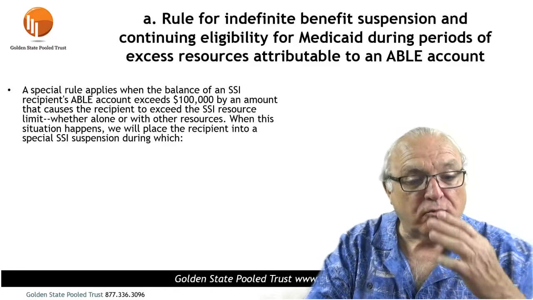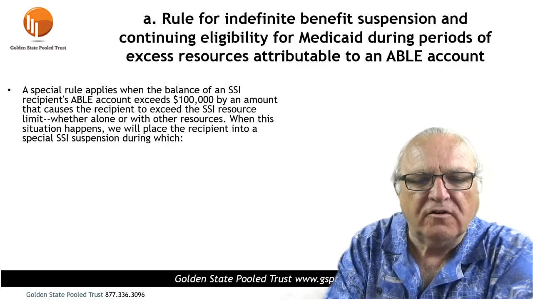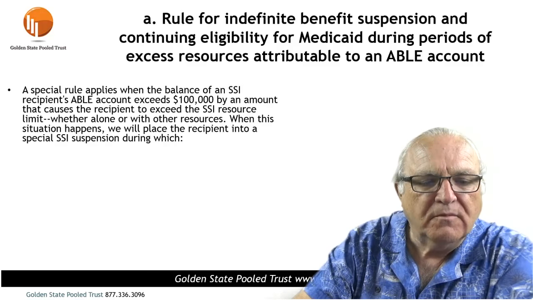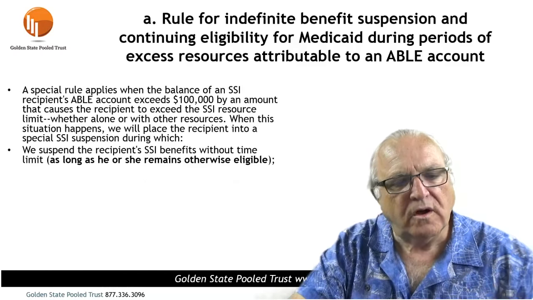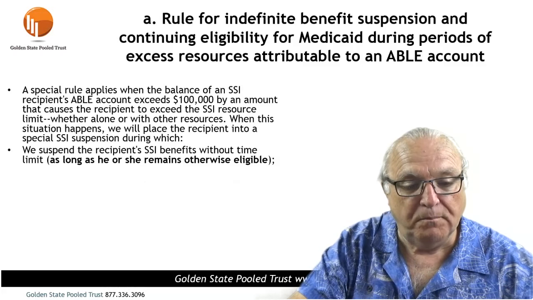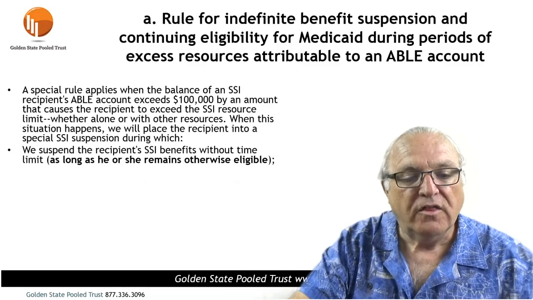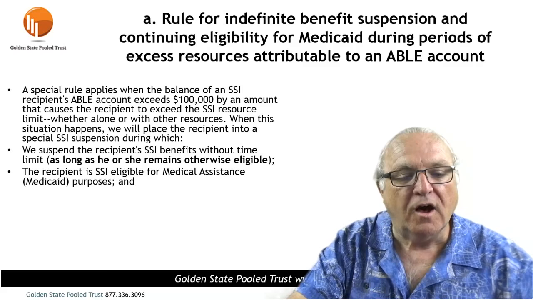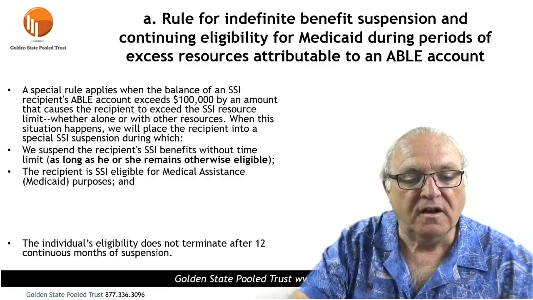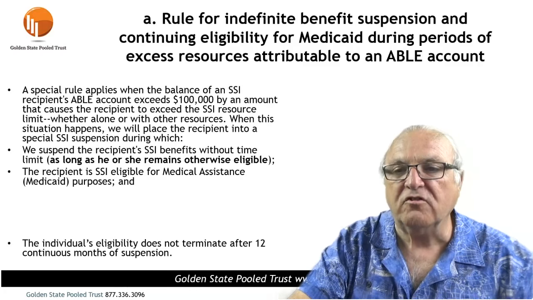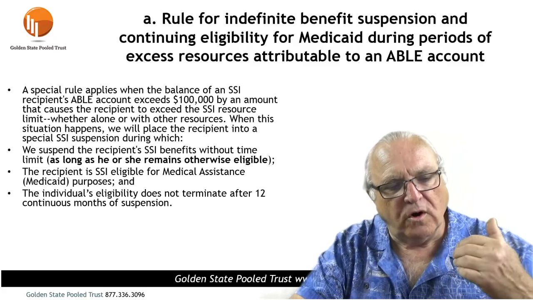So, a special rule applies when the balance of an SSI recipient's ABLE account exceeds $100,000. Once again, SSA will suspend the SSI benefits so long as he or she remains otherwise eligible. The recipient is SSI eligible for Medi-Cal and Medicaid purposes, and the individual's eligibility does not terminate after 12 continual months of suspension.